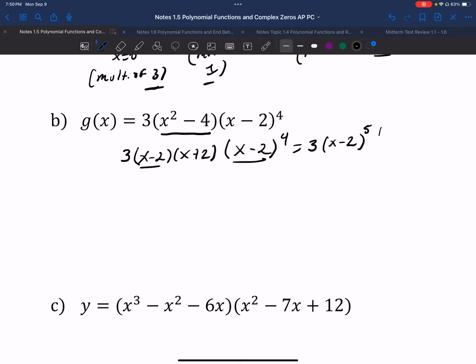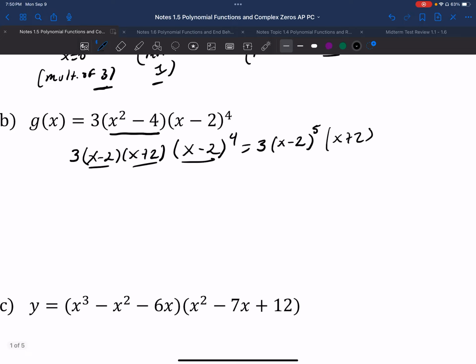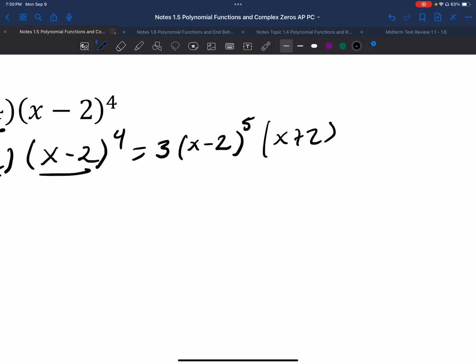And then I have another x plus 2 over here, and now I have all my linear pairs listed. And I combined one of them because there were 2 of them. So now I can start solving. I'm just going to do this in my head. X equals 2. The degree will be 5, so that will be my multiplicity.